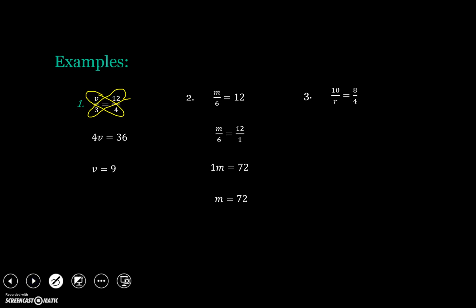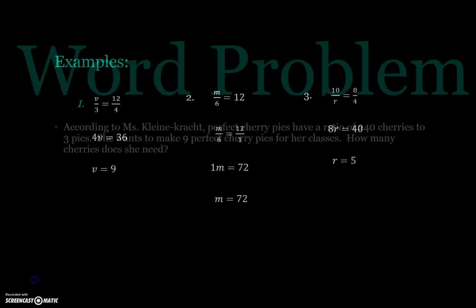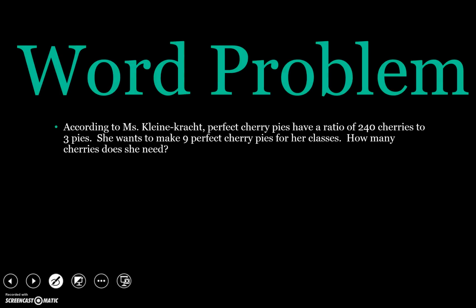Last one here, we have it where the variable is on the denominator. All the other ones, the variable was on the top, and this is on the bottom. However, it doesn't make it any different. We would still cross multiply, so we do 8 times the r and 10 times the 4, and we get 8r is equal to 40, which means the r is equal to 5, because 8 times 5 is equal to 40. Okay? The last one we have is a word problem.